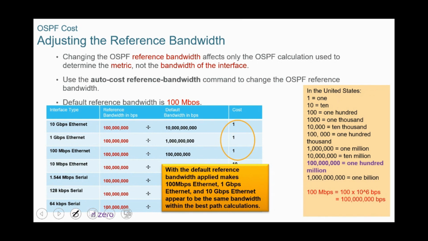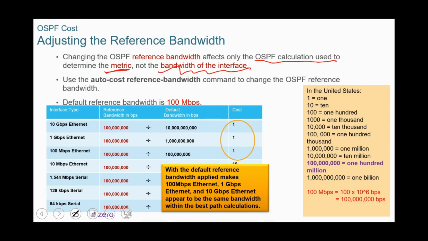Okay, because of the issue just now, 10 gigabit per second, 1 Gbps and 100 Mbps consume the same cost to reach the destination. So we need to change the reference bandwidth. But bear in mind, changing the OSPF reference bandwidth affects only the OSPF calculation used to determine the metric, but not the bandwidth of the interface.